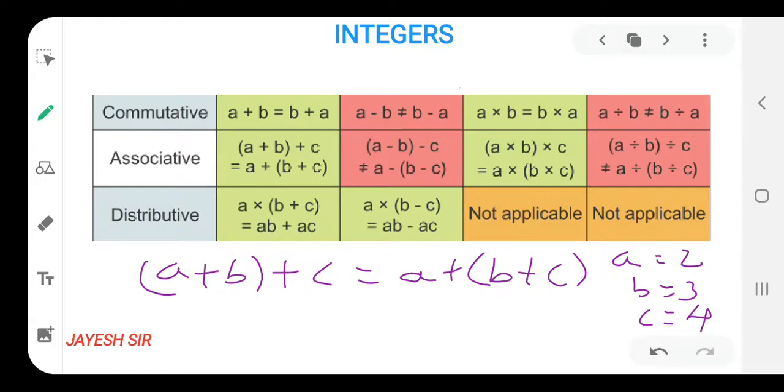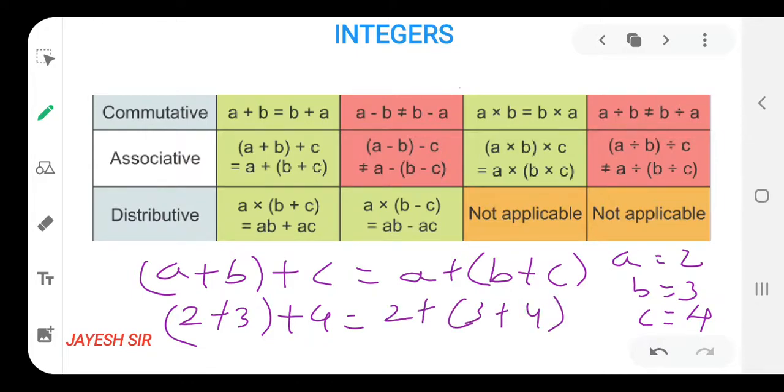Now just let us put the value of all the variables over here. Now 2 plus 3 plus 4. So our answer would be similar. 5 plus 4, 9. I am directly doing it. You can also do 5 plus 4, 9. In this way, as we are getting our answer for both the sides is equal. I hope you all are getting it. And that's very easy, friends.